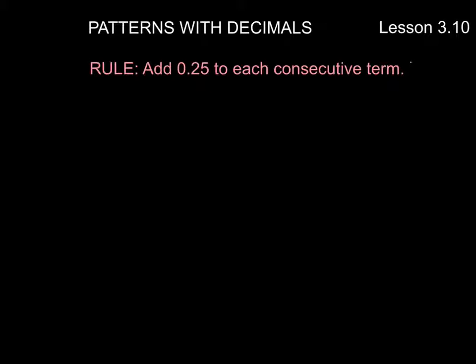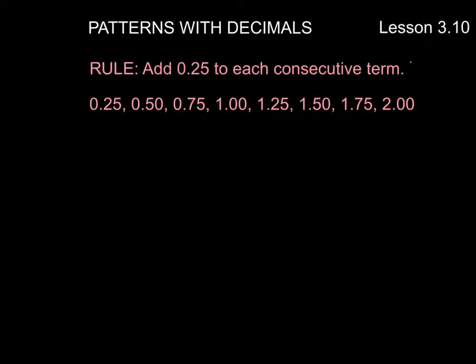For this first pattern, we will start with 25 cents and we will add a quarter to get 50 cents, 75 cents, 1 whole dollar, 1 1/4, 1 2/4, which is 1 50 hundredths, 1 3/4, and 2 whole. There are 8 quarters in 2 whole. There are 4 quarters in 1 whole.